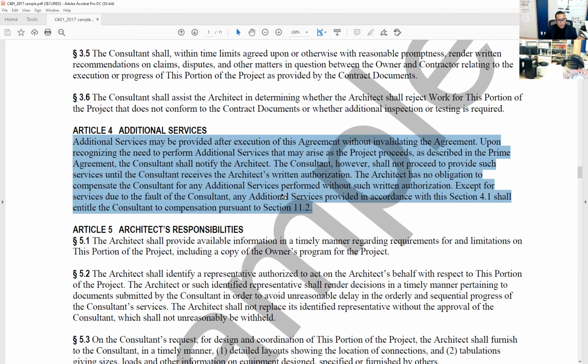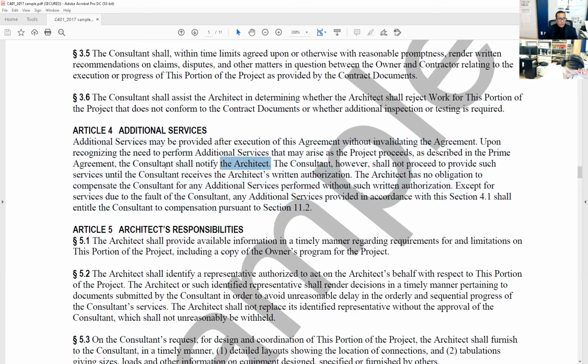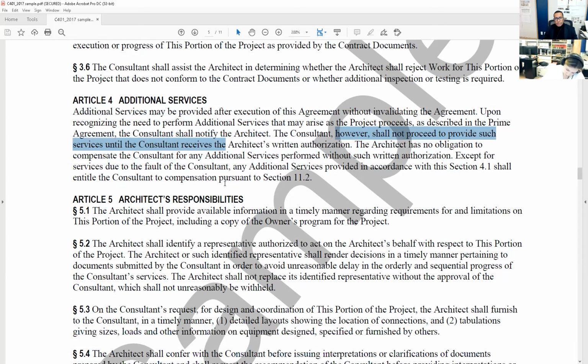Additional services may be provided after execution of this agreement without invalidating the agreement. Upon recognizing the need to perform additional services that may arise as the project proceeds, as described in the prime agreement, the consultant shall notify the architect. All right. So the consultant needs to do additional services. He's got to notify the architect, and he shall not proceed without approval. Okay.